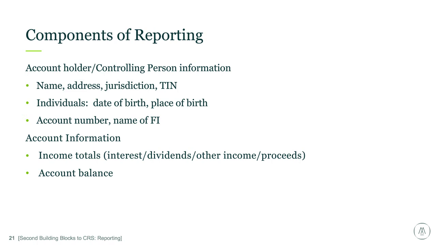All makes sense. Kind of corresponds with what we see in the U.S. as how information returns get issued to us. And then account information. So here we have different income totals broken down into interest, divs, other incomes, proceeds, and interestingly as well, account balance. So there are times when, through CRS reporting, you may not have any income that was paid to the account, but you're still going to report the balance. And so that's a little bit different from traditional income reporting, but we can blame FATCA for that one, and we'll talk about that in a few more slides.